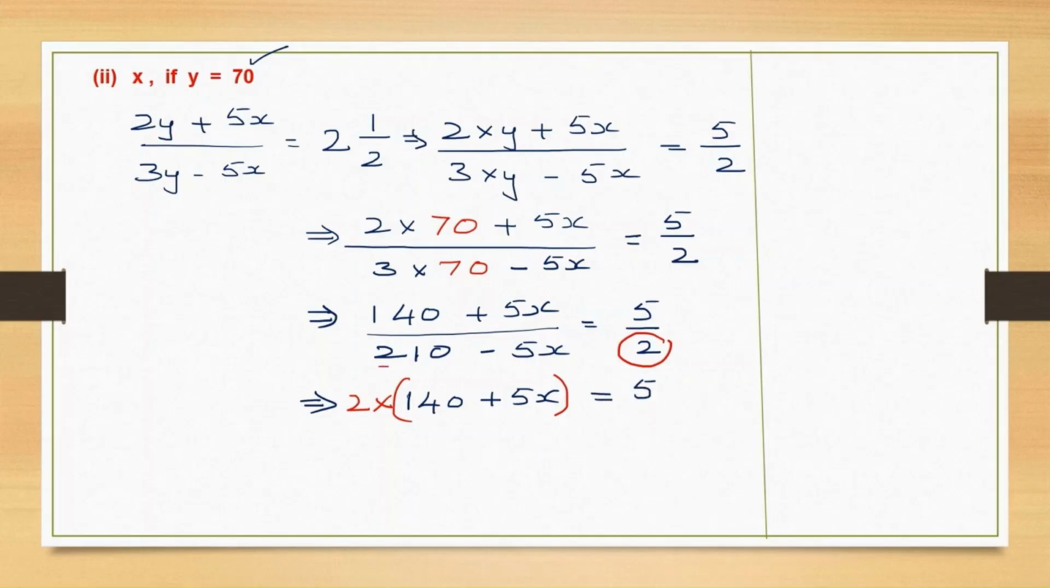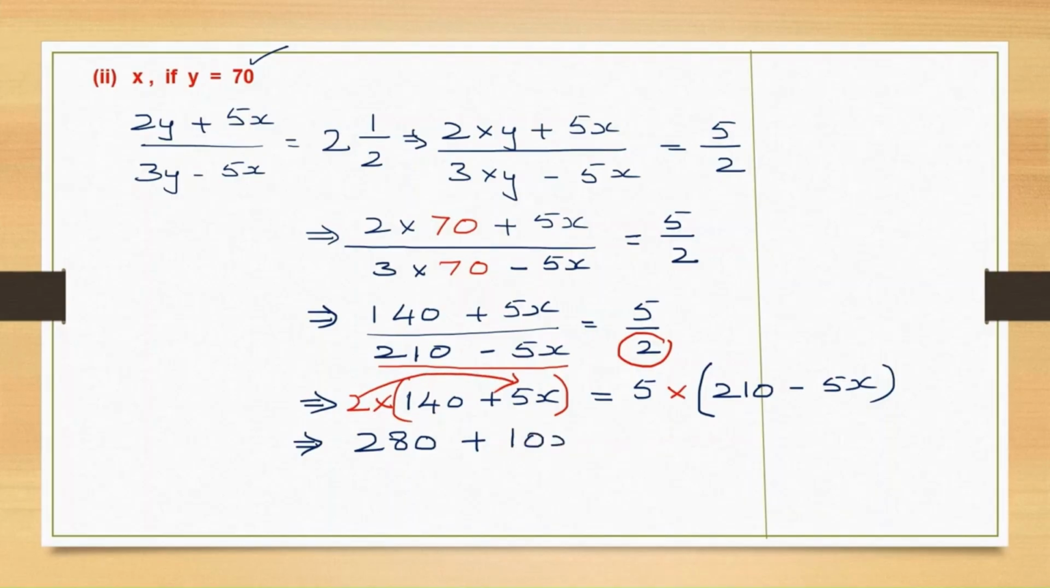Now I'm going to transpose 210 minus 5x to the right side. Here it is division, so there it becomes multiplication. So 5 into 210 minus 5x. So we have transposed both sides. Now we're going to multiply. So here I need to multiply 2 into 140. 14 twos are 28, and I add the 0. So I finished multiplying with 140. Now I'm going to multiply 2 into 5x. 2 5s are 10, so that is 10x.